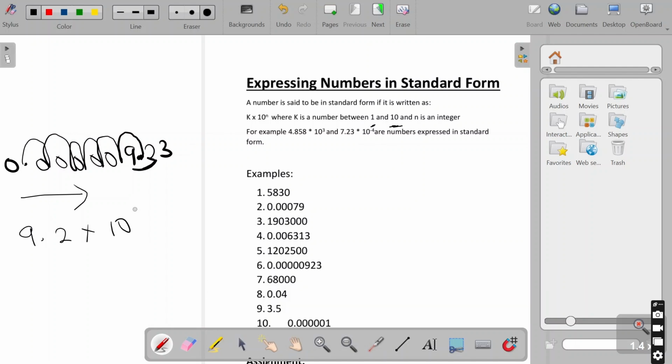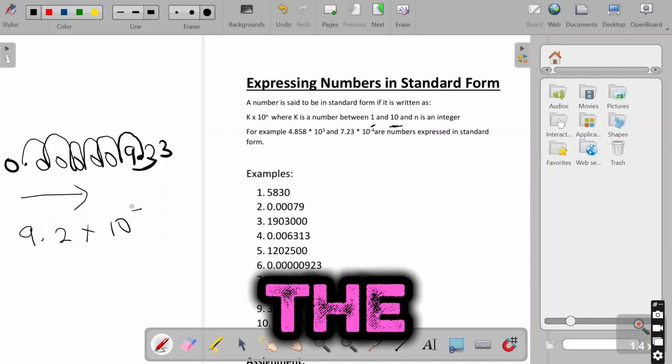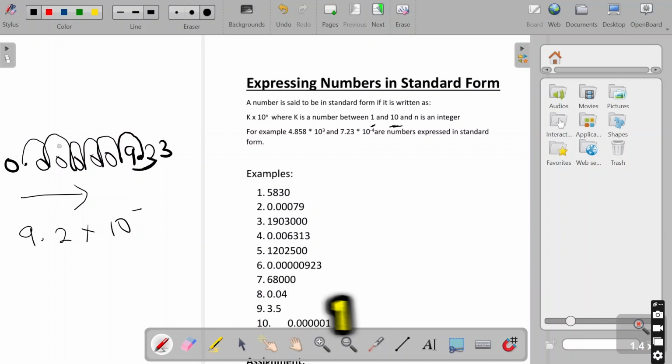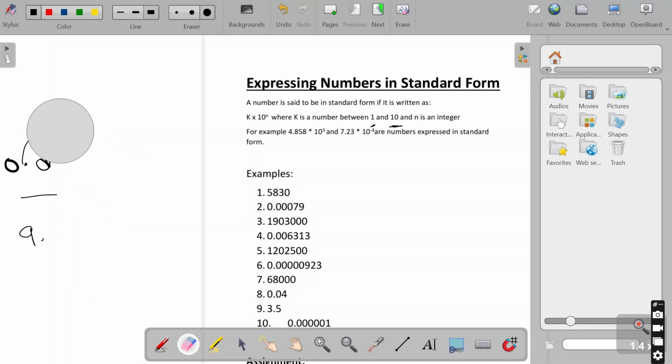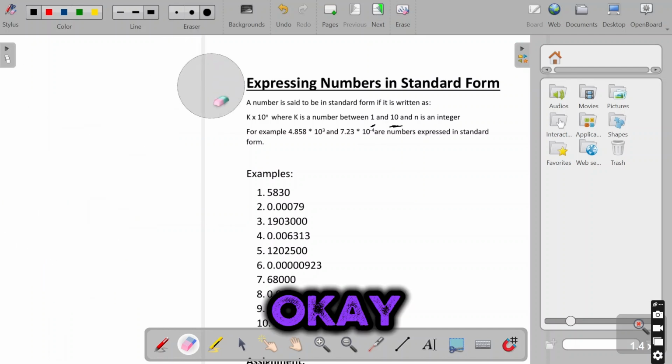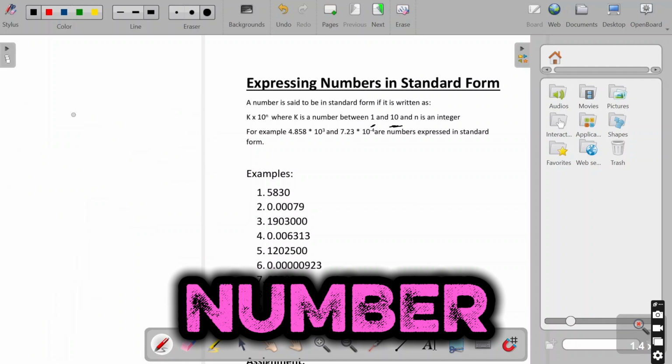Times 10 raised to power what? Minus, because I'm moving to the right. So how many times did I move it? 1, 2, 3, 4, 5, 6. So that solves that. Okay, that solves that.